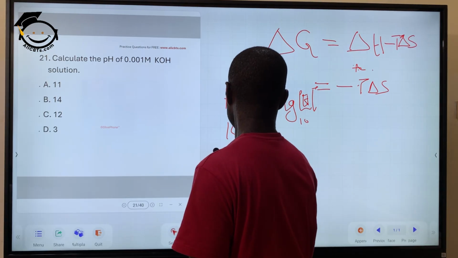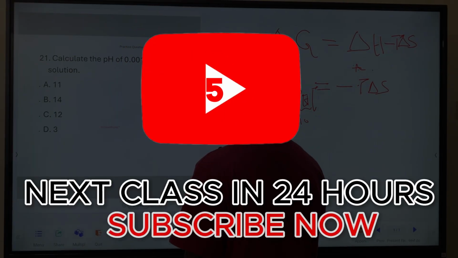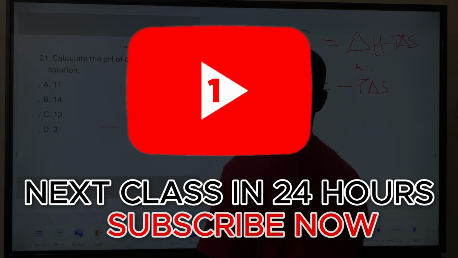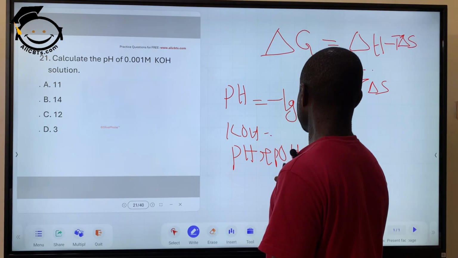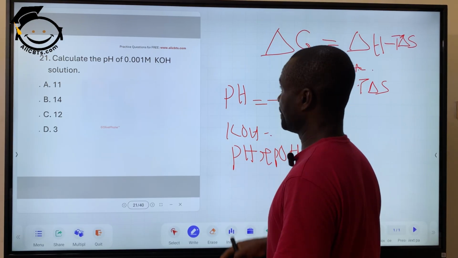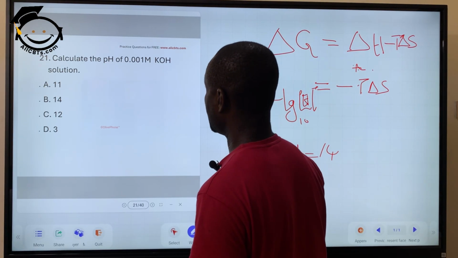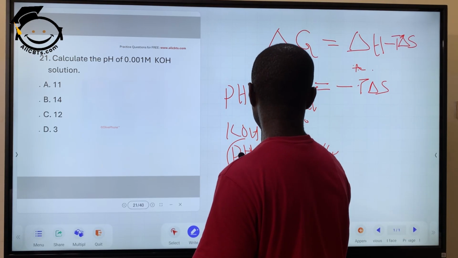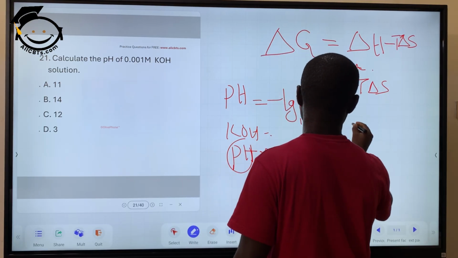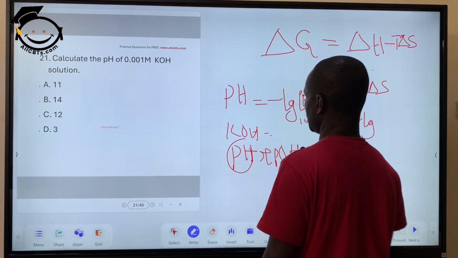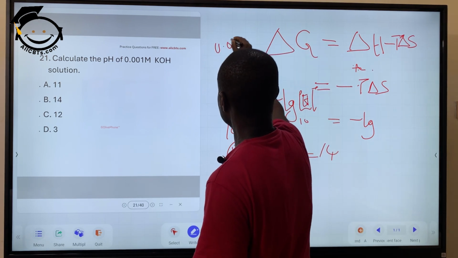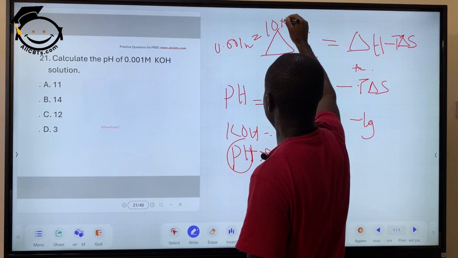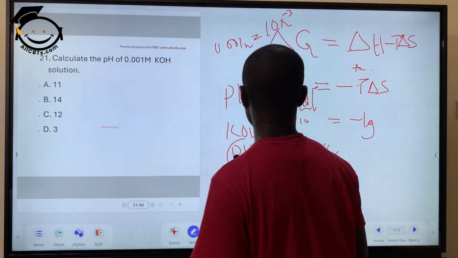So in that case, pH plus pOH gives us a relationship of 14. So looking at this, solving for pOH, we can then find the value. Calculate the pH. We are looking at pH. We are calculating pH, not pOH. So giving us the value of this, substitute this negative log concentration. 0.001 molar is equivalent to 10 times 10 raised to power minus 3 molar.